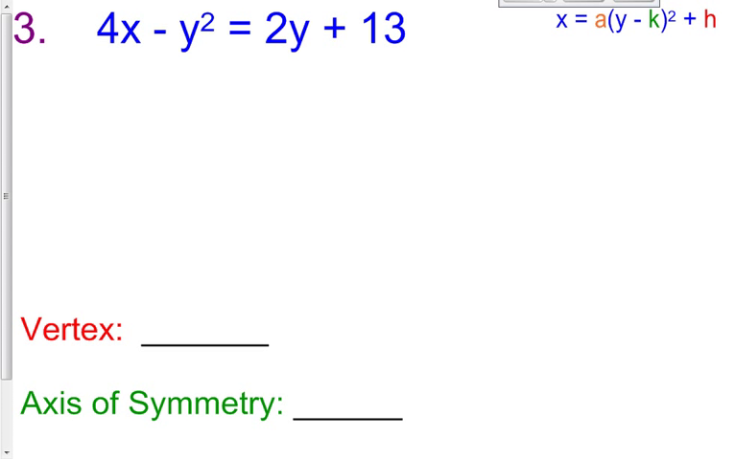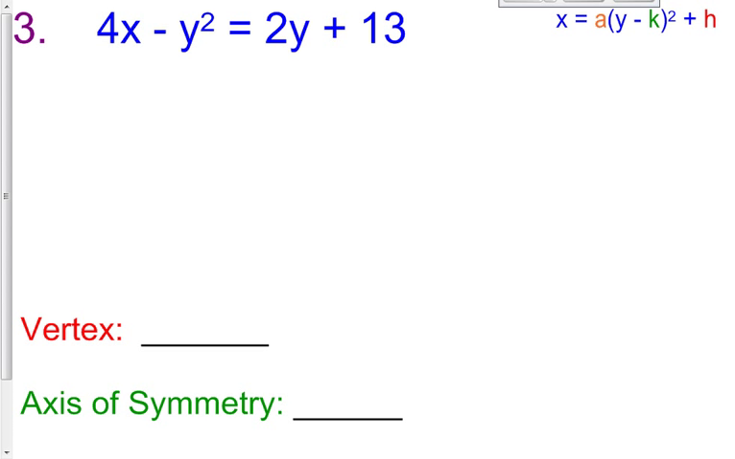Hi everyone, we're on the second half of our notes for 6.9, which is our sideways parabolas. These are problems number 3 and number 4, where the directions are completing the square to write each equation into vertex form. So right now, a way you could think of this is that they're now in somewhat of a standard form for a sideways parabola.